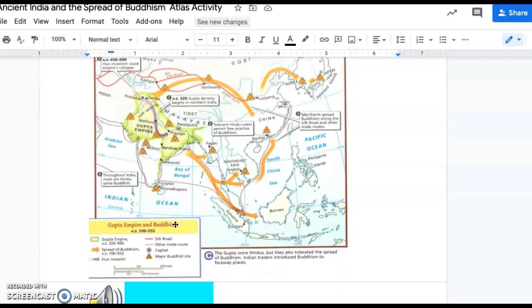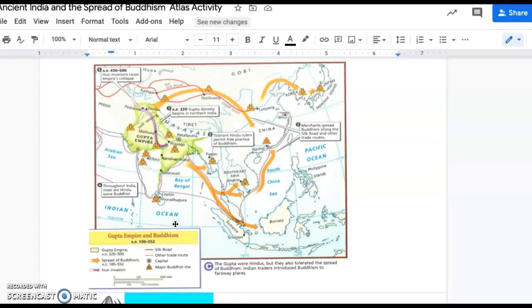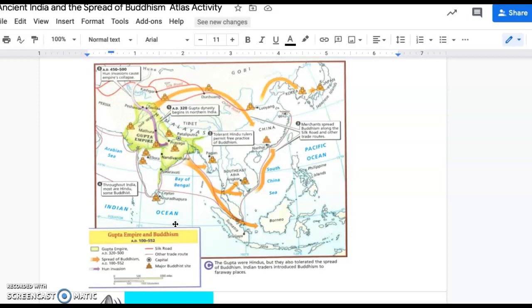Map C. The Gupta were Hindus, but they also tolerated the spread of Buddhism. Indian traders introduced Buddhism to faraway places. Number 1. AD 320, Gupta dynasty begins in northern India.